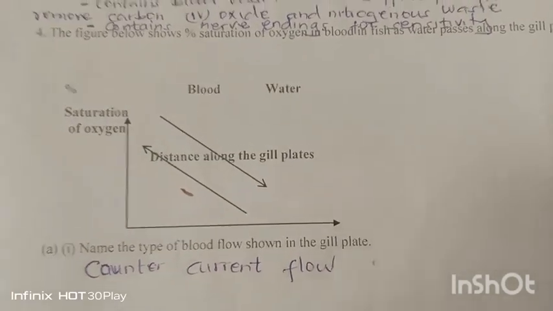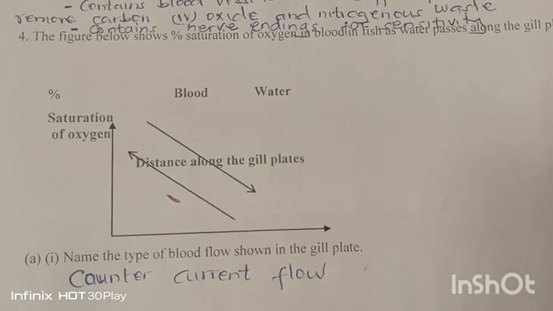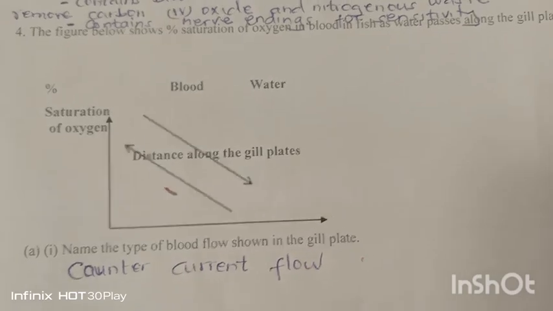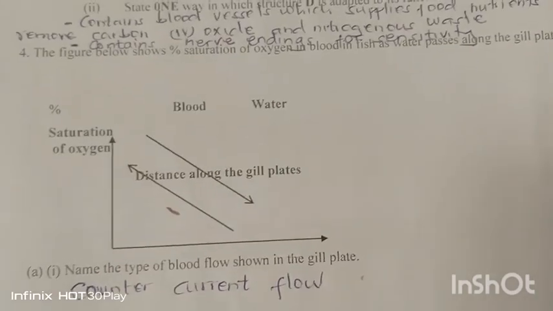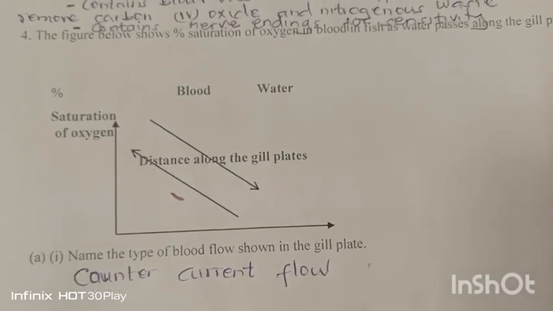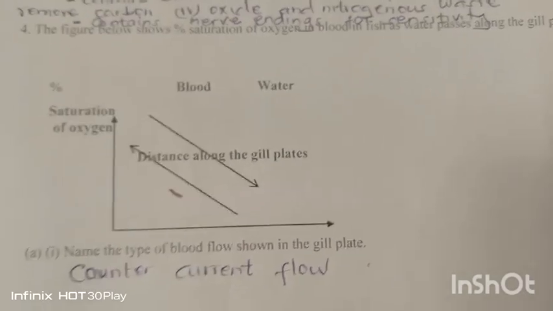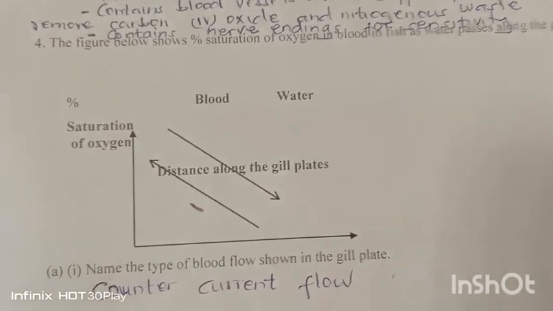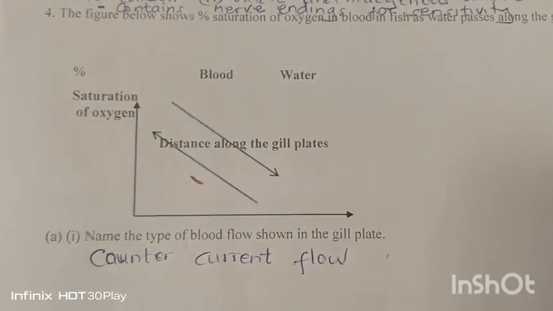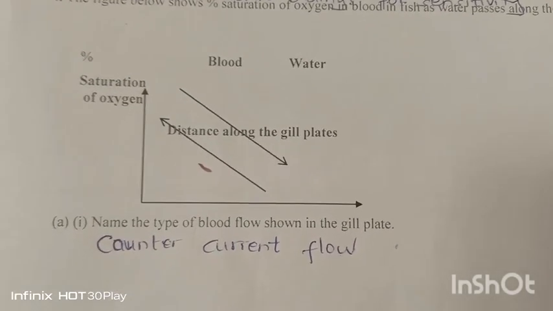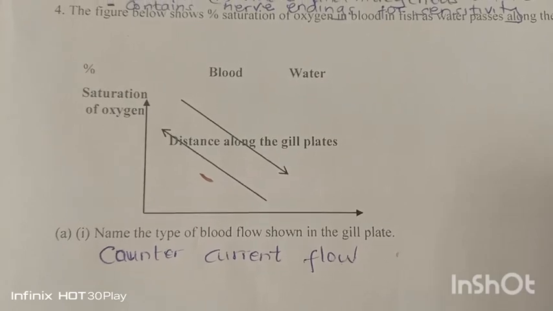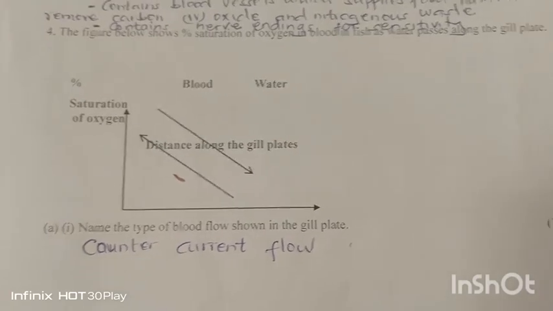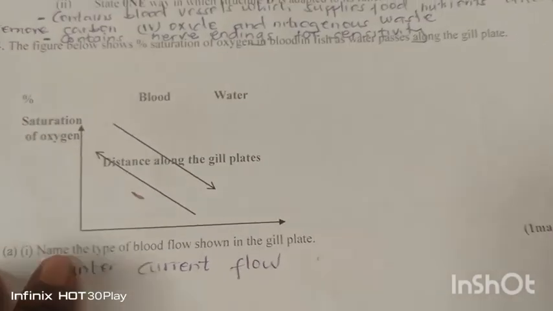The diagram below shows the percentage of oxygen in the blood of fish as water passes along the gill plate. Here you can see the distance along the gill plate, blood and water. Blood and water move in opposite directions, and then there is percentage saturation of oxygen. You are asked, name the type of blood flow shown in the gill plate. The type of blood flow is a countercurrent flow.